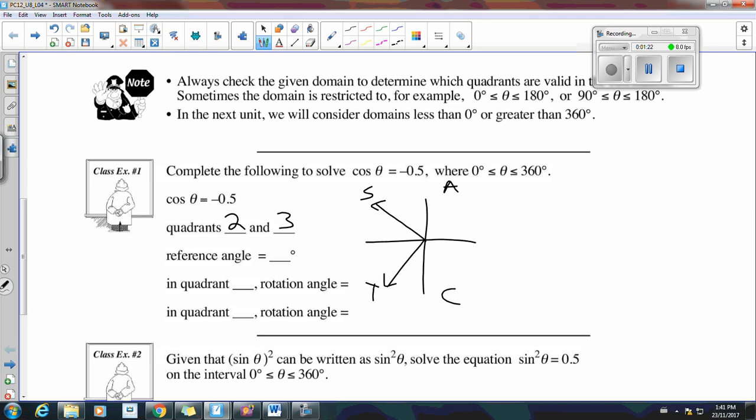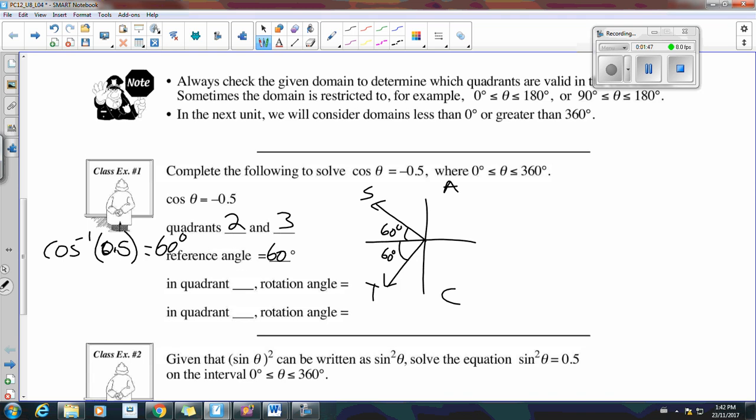The reference angle is what we're going to calculate. So we're going to calculate the cos inverse of 0.5. We're just going to put in the positive one because we're accounting for the negative by picking our quadrants. And this gives us 60 degrees. So this tells us the reference angle is 60. So that means in both of these cases, this is 60 and this is 60. We're 60 degrees away in either direction from the x-axis.